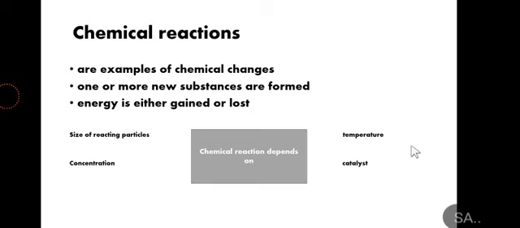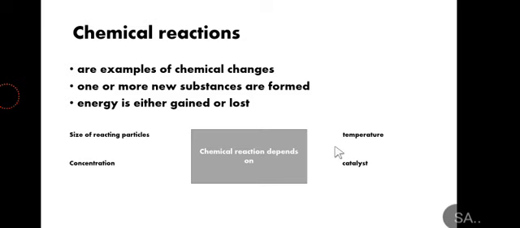And during these chemical reactions, either energy is gained or lost. These chemical reactions are usually irreversible. Once the product is formed, it is formed. You have to do very hard work in order to reverse any sort of chemical reaction, because most of the time they are irreversible.